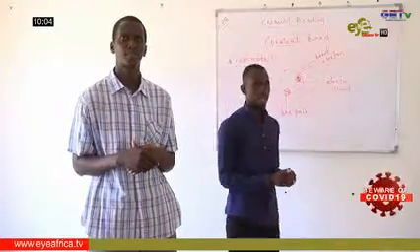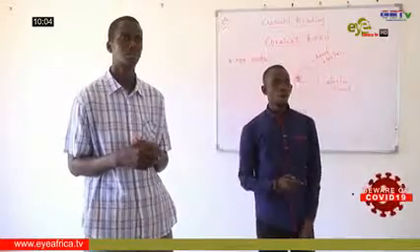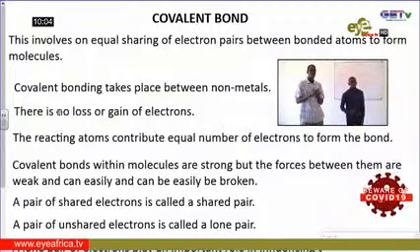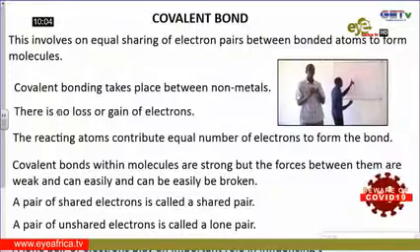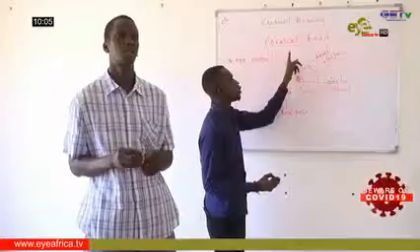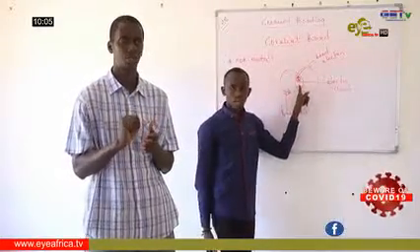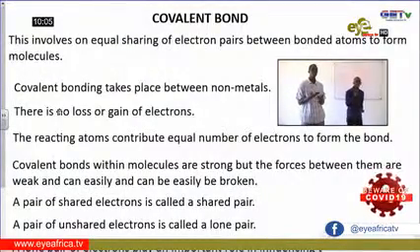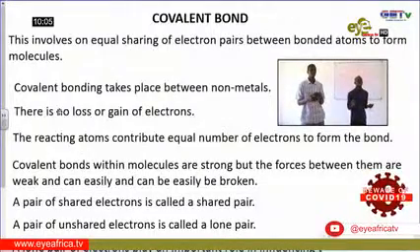Now the definition of covalent bonding. This involves sharing of electron pairs between bonded atoms to form molecules. That is, if A and B want to react and the bond is covalent, then they will share electrons, and the shared electrons will be put in the electron cloud. Covalent bonding takes place between non-metals. This kind of bond can only take place in non-metals.